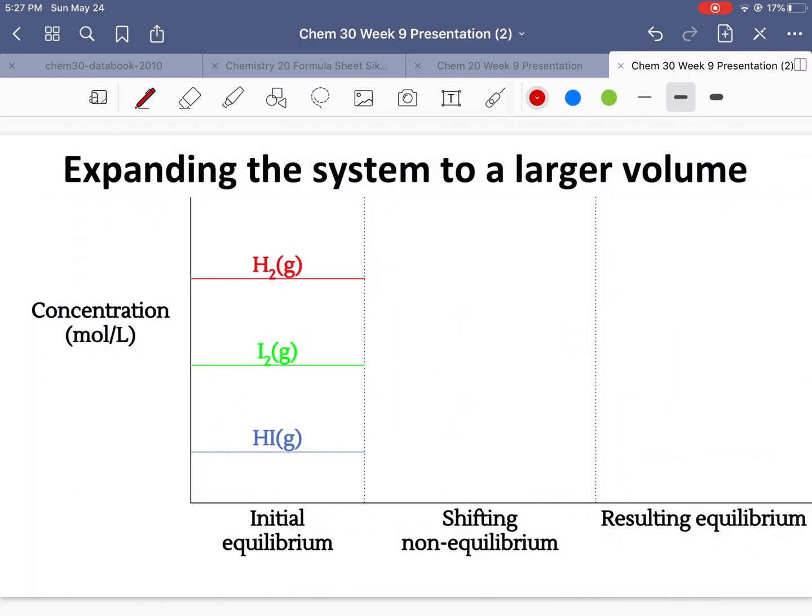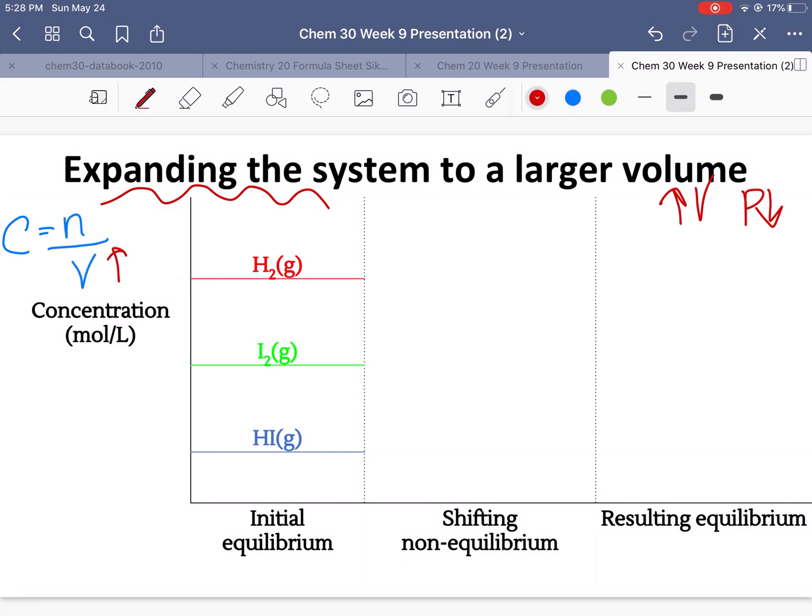However, you still have to pay attention to this. We expand the system to a larger volume. So volume goes up. In other words, pressure goes down. There is no advantage to shift to the reverse or the forwards reaction. But concentration is still impacted initially by that change in volume.